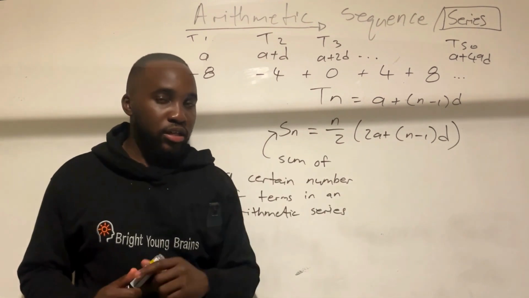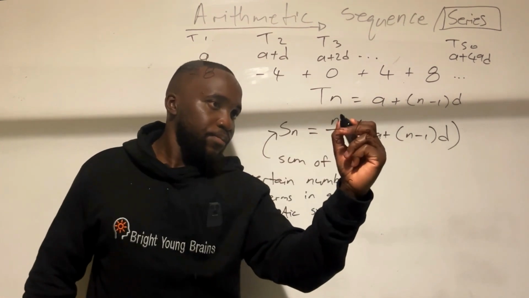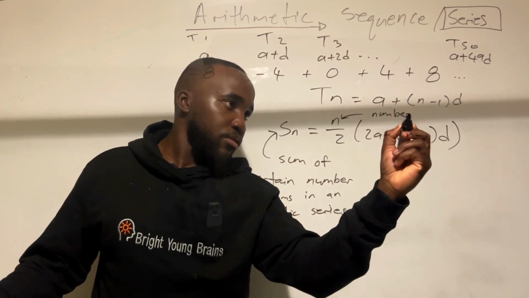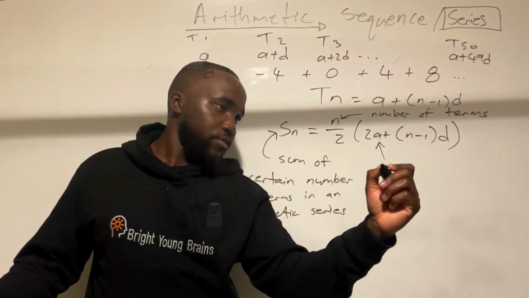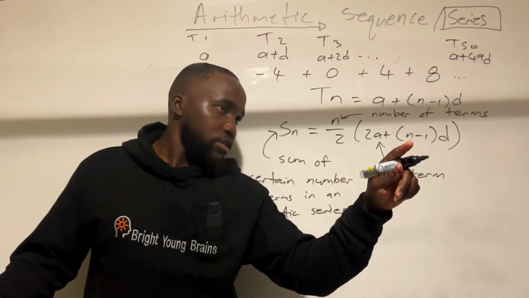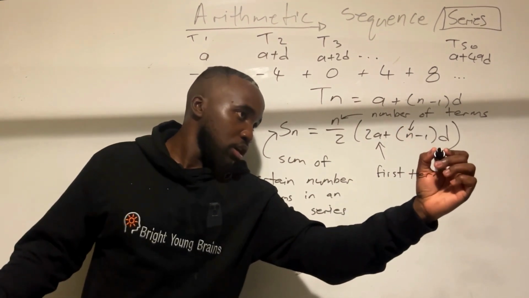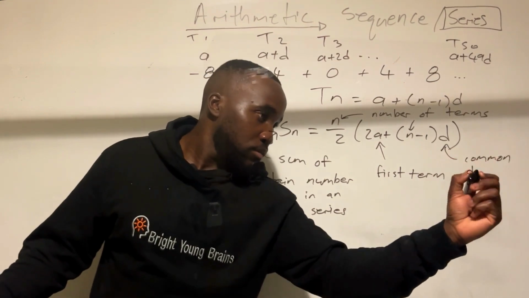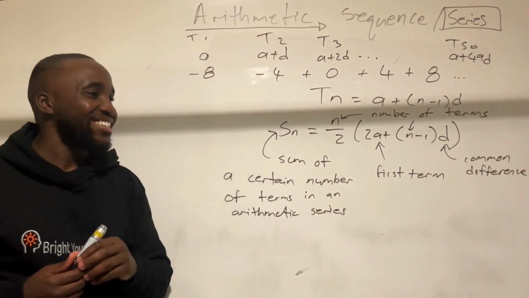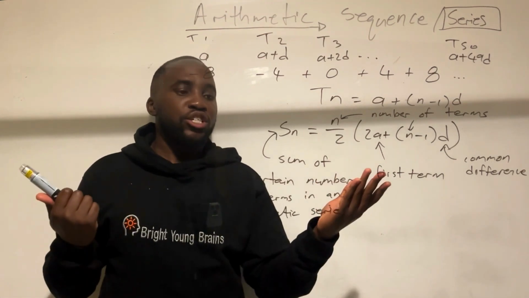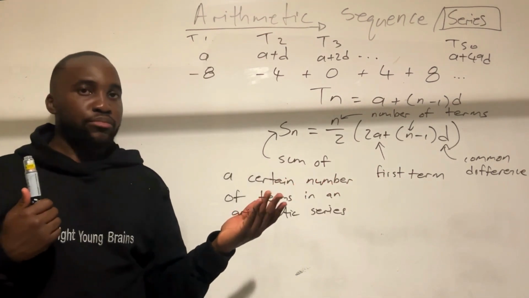You see, that's what SN stands for. The N is the number of terms that you're adding up. The A is the first term. N here, same idea, still the number of terms. And then D is the common difference. So this in practice is very simple.